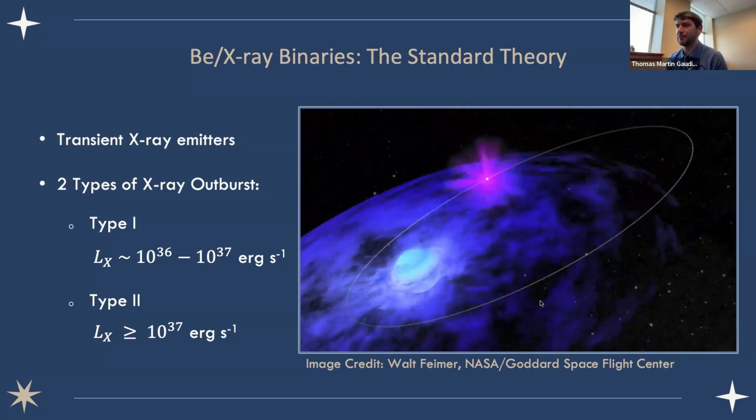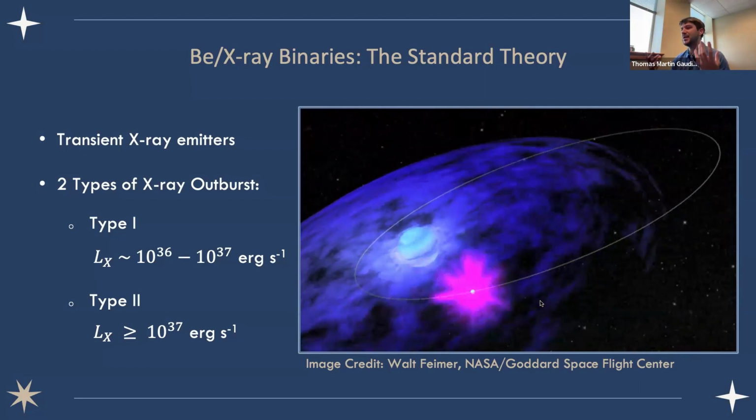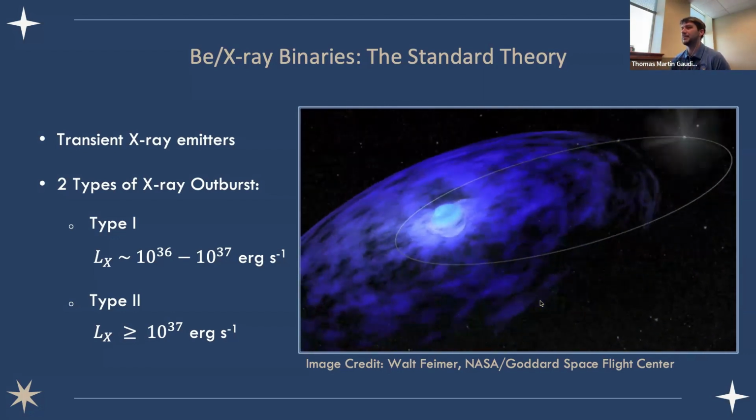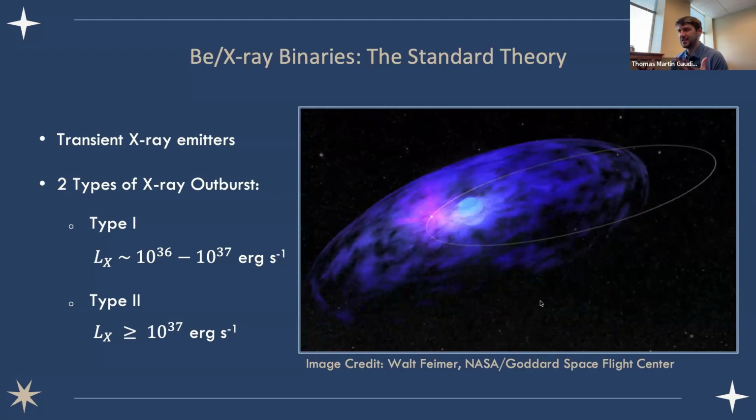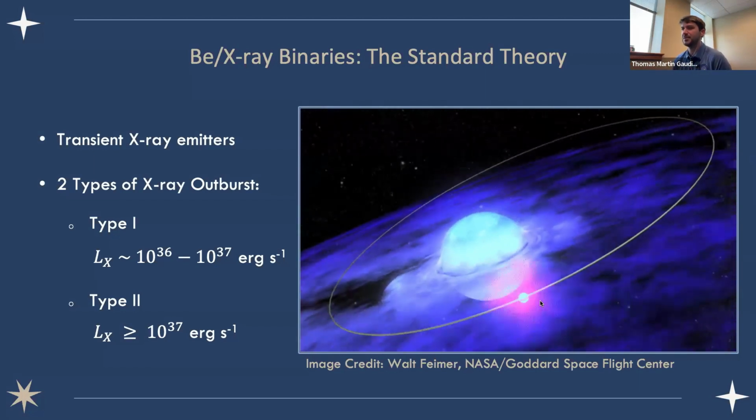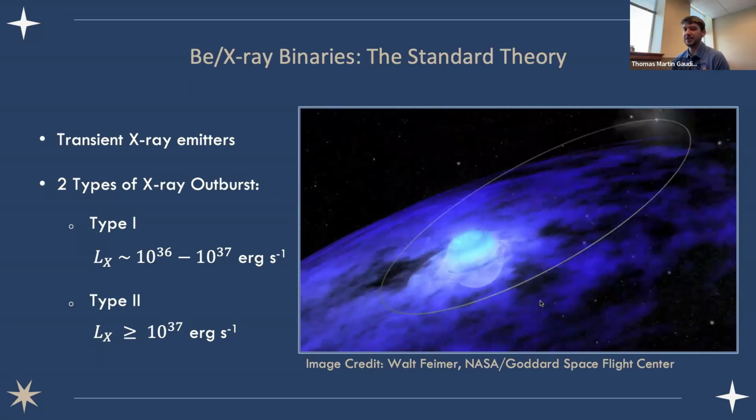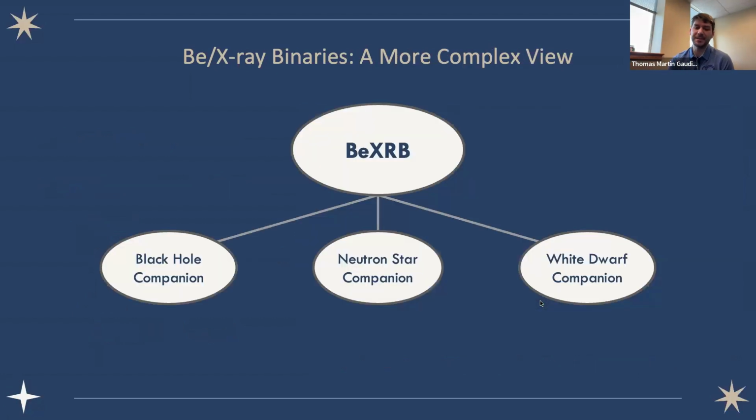Now, this is the standard picture of what we think of when we have a BE X-ray binary. But while we typically think of these systems as having neutron stars in them, there is nothing in binary stellar evolution theory that prevents a BE X-ray binary from forming with any type of compact object. It's possible to have a black hole BE binary, a neutron star BE binary, or a white dwarf BE binary. One of the main differences between these three types of systems is going to be their relative abundance.